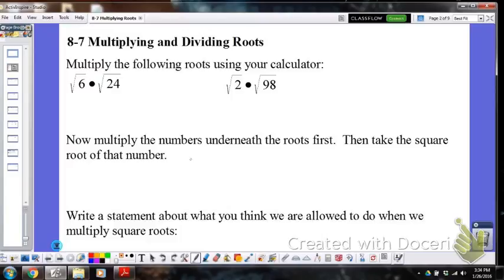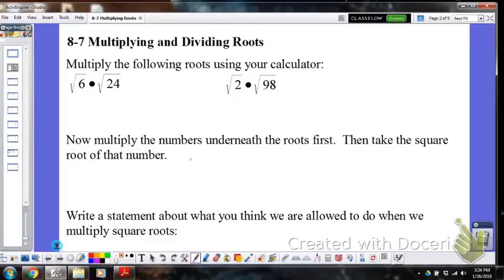Today we're going to go over 8.7, multiplying and dividing roots. So what I want you to do is work through this page first. I want you to multiply the following roots using your calculator. So take your calculator, punch in root 6 times root 24, figure out what that is equal to, and then find out what root 2 times root 98 is equal to.